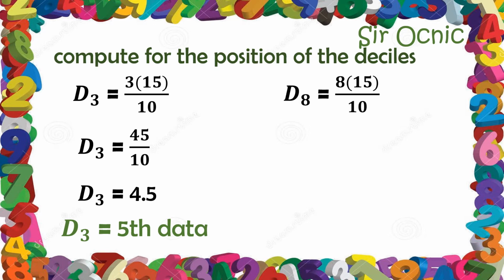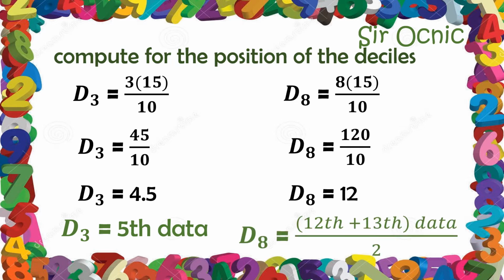For the eighth decile, that will be 8 times 15 all over 10. That is equal to 120 all over 10, which is equal to 12. In this case, the quotient is an exact number. Therefore, to find the 8th decile, that will be the 12th plus the 13th data divided by 2.